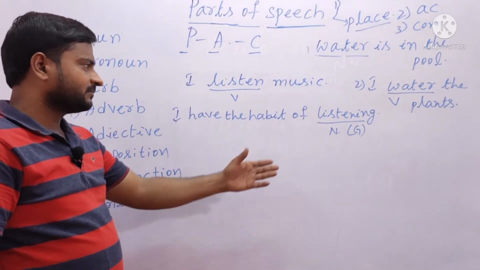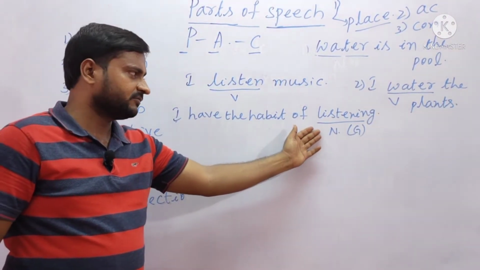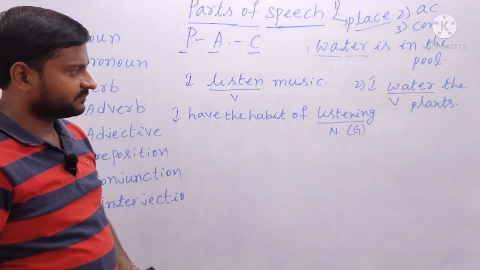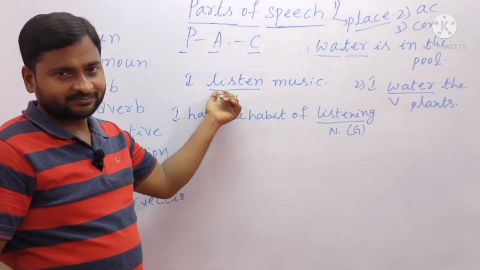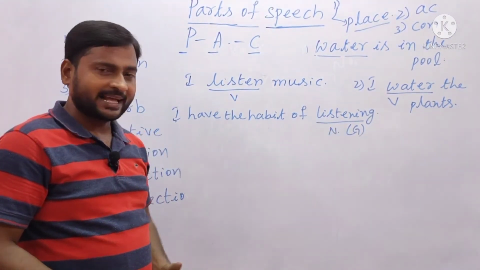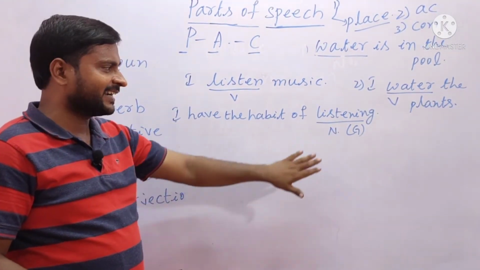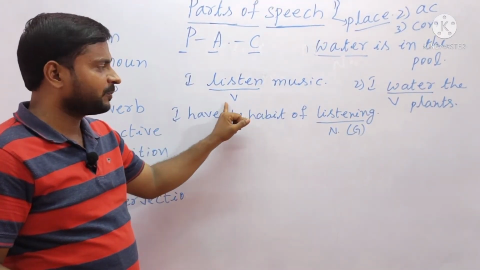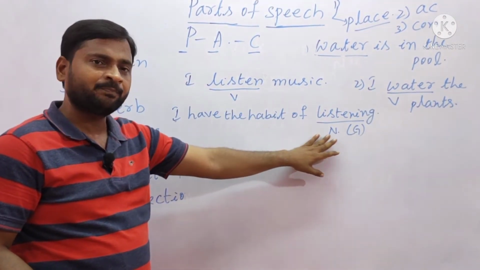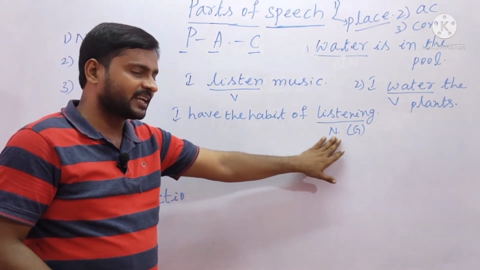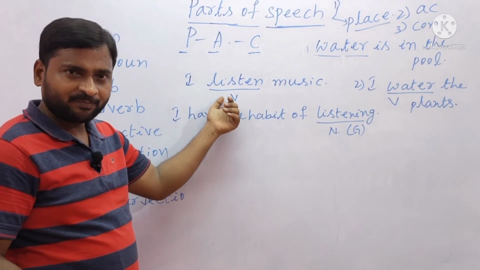Okay, here it will be a noun, which indicates a gerund. Here you see listen as a verb, listening as a noun. How do you decide it will be a noun? By the place or position. It will be in the verb position, or it will be in the objective position, and also the meaning will be different. It will be a noun. It indicates an action in the sentence.